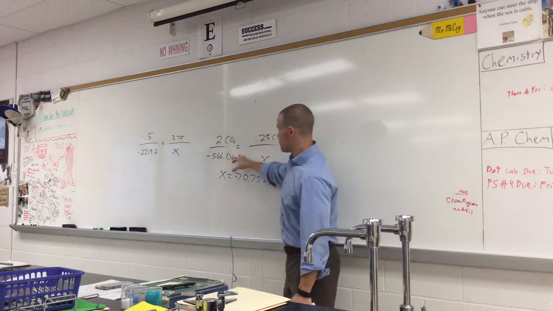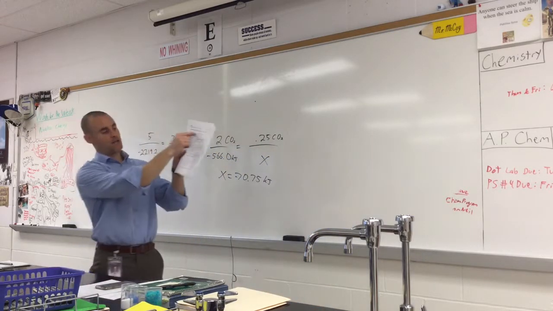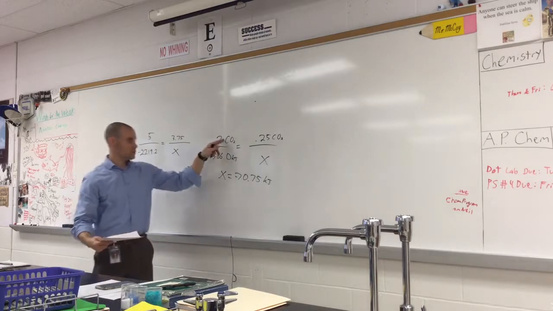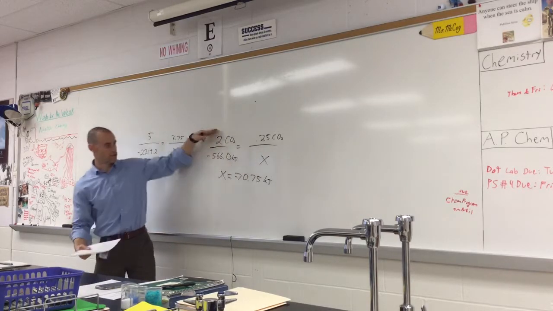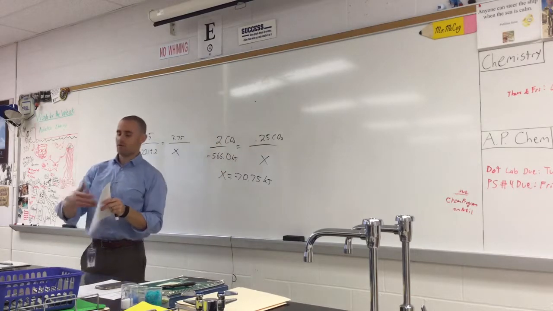Can you set up a proportion and can you read the question appropriately? In other words, if they give you the balanced equation, are you able to plug in the numbers in the correct spot? Moles on top, delta H on the bottom. Moles on top, delta H on the bottom. That's how we do these problems.